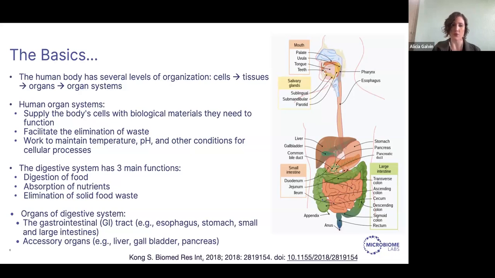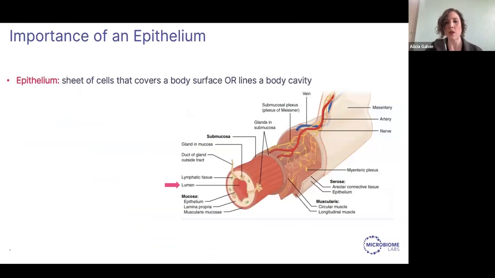We eat food, it goes through the upper part of our digestive system, and then it goes into the lower. So understanding each of those different pieces will help you to better connect those dots. So that's why we're going to go through that again today. So let's just talk about the importance of an epithelium.